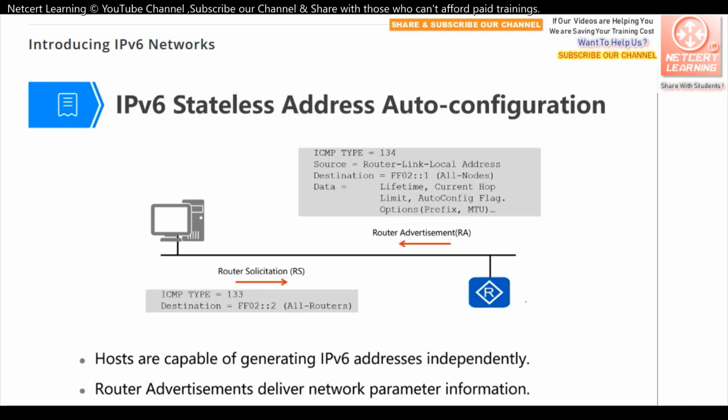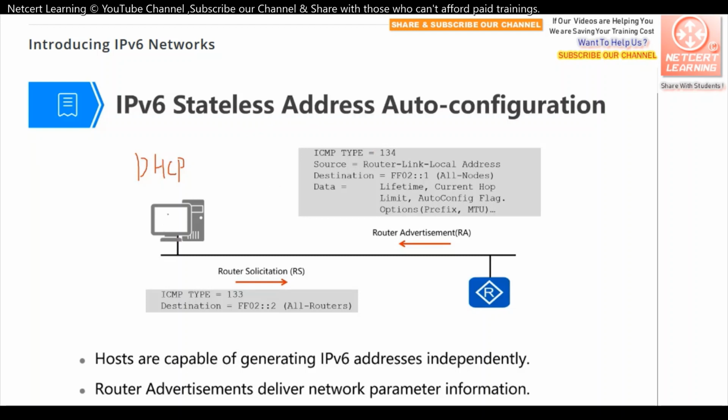Next, it will be IPv6 stateless address autoconfiguration. One big difference between IPv4 and IPv6 is, for IPv4, if a client wants to get an IP address automatically, we will need a DHCP server, and the DHCP server will allocate the IP address for the host. But in IPv6, we don't need to configure DHCP, and we can use stateless address autoconfiguration.